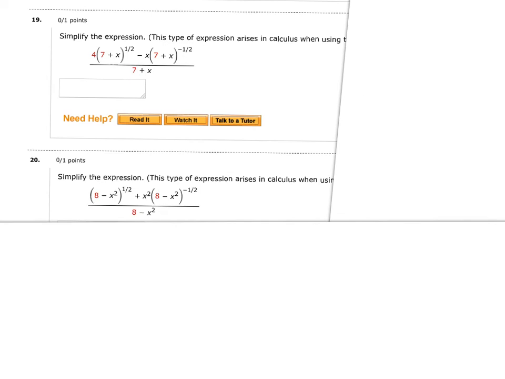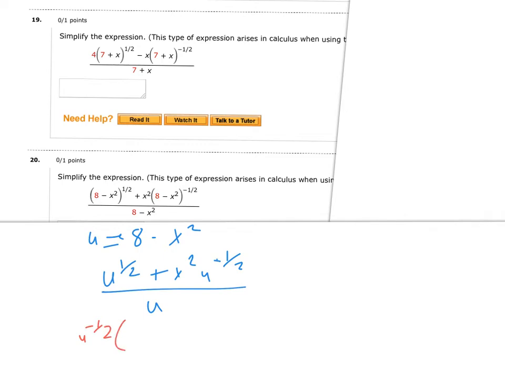All right, next two here are pretty similar. I'll go ahead and do number 20. So for this one, we're going to let u equal 8 minus x squared. I think I only need one substitution here. So I'll call this u to the 1/2 plus x squared times u to the negative 1/2 all over u. And so it looks like I can GCF up top u to the negative 1/2, which would increase this to a full u and just turn that into x squared.